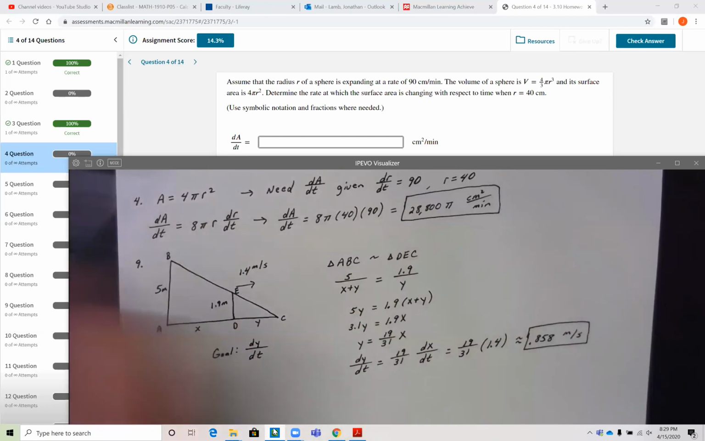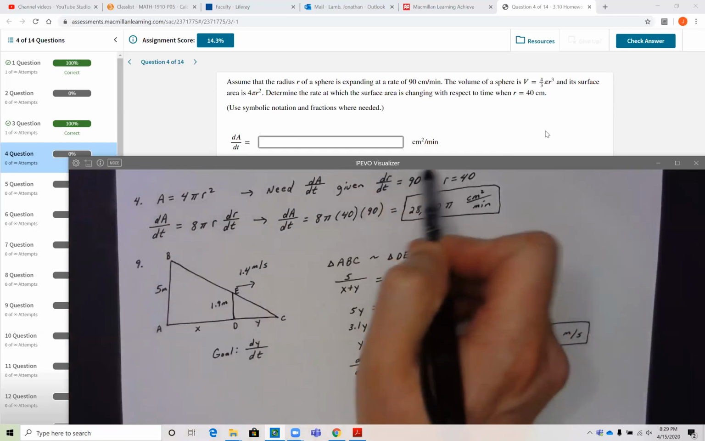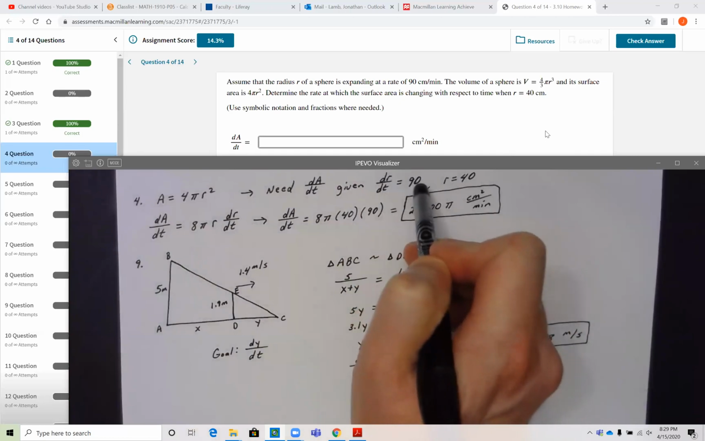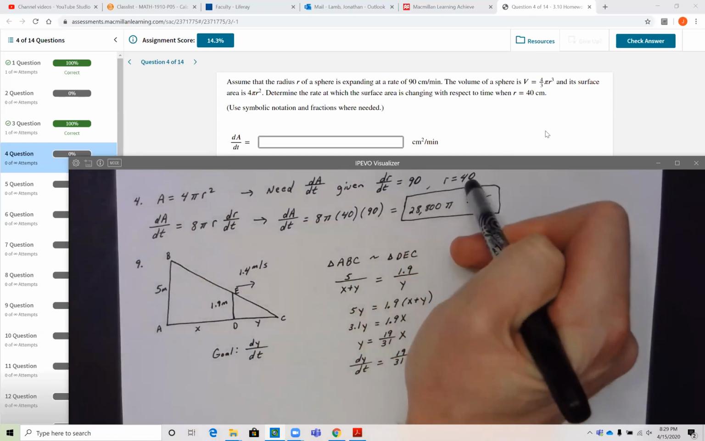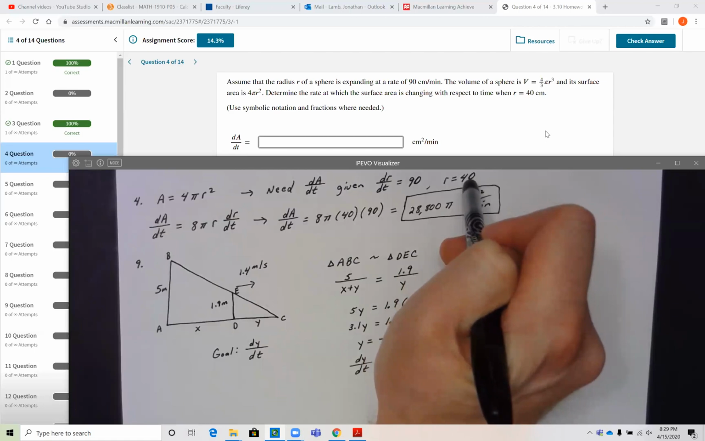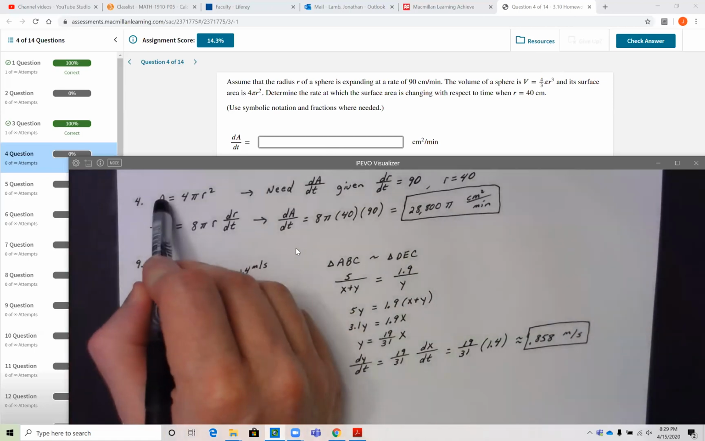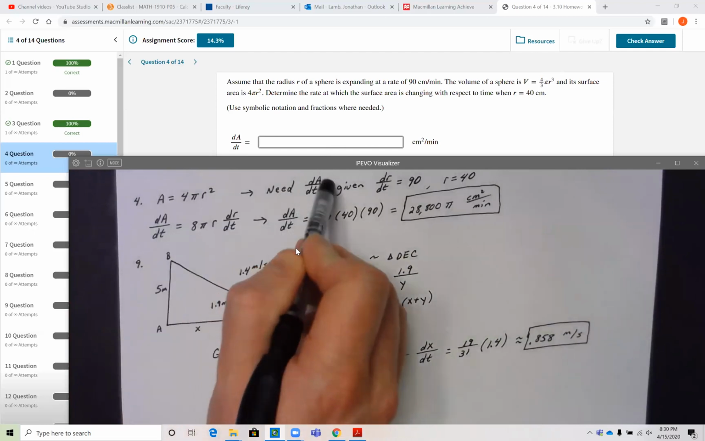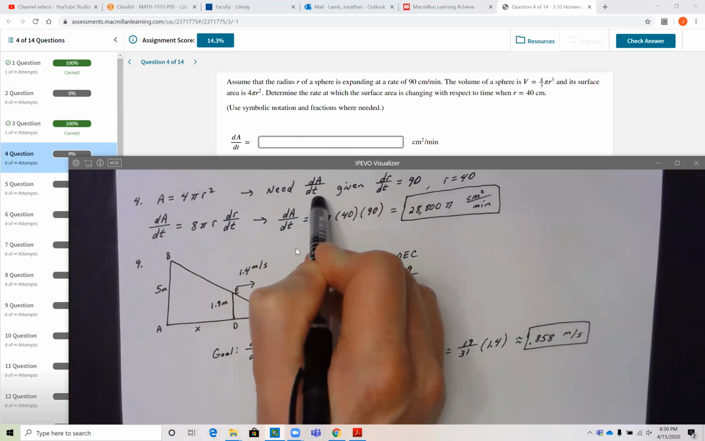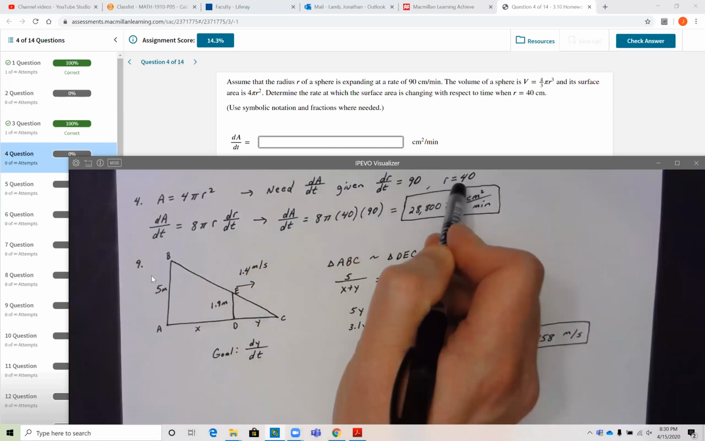Now, at the point of interest, it says you're looking for the rate at which the surface area is changing when the radius is 40 centimeters. So the radius is changing at a rate of 90 centimeters per minute, but at the instant we're interested in, the radius is 40. Now, what are we trying to find? You're trying to find the rate at which the surface area is changing. You're given both a volume formula and a surface area formula. The only formula you need in the problem is the surface area, because you're trying to find the change in the area with respect to time if you know that the radius is increasing by 90 centimeters per minute when the radius is 40 centimeters.